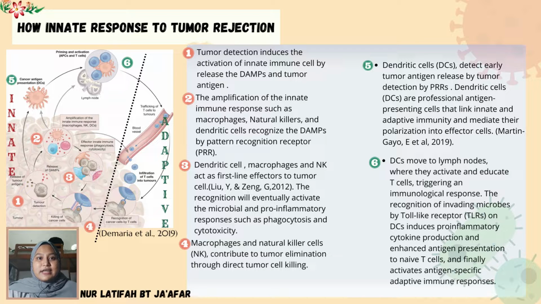In macrophages, the direct cytotoxic function requires activation with various cytokines. Upon activation, the macrophages secrete several substances that are directly involved in tumor cell killing, such as tumor necrosis factor (TNF) and nitric oxide (NO), or they actively take out the tumor cell by phagocytosis. Number 5 shows that the dendritic cell detects early tumor antigen released by tumor cells through PRR.